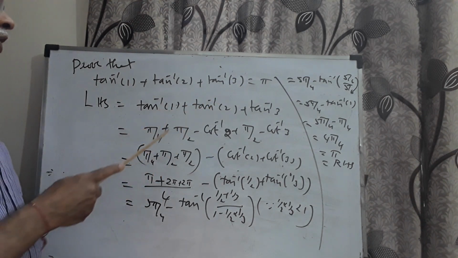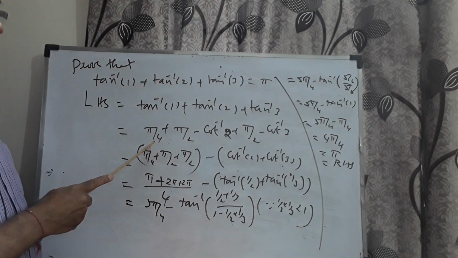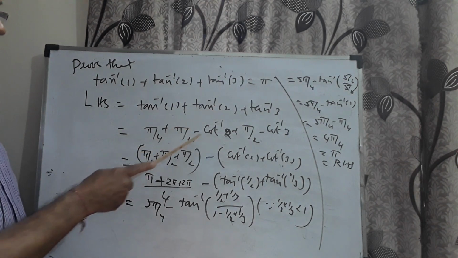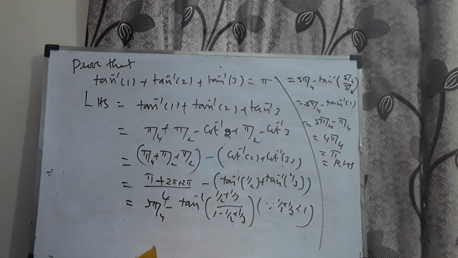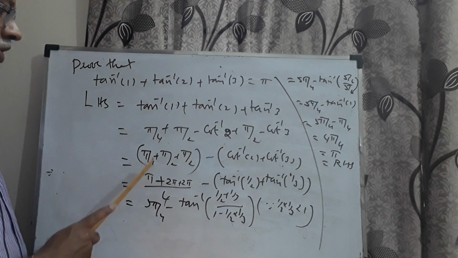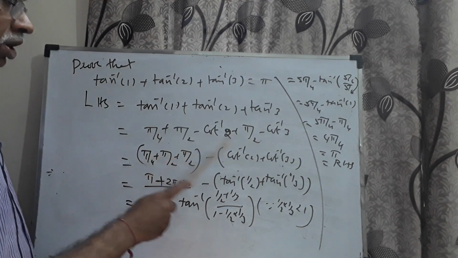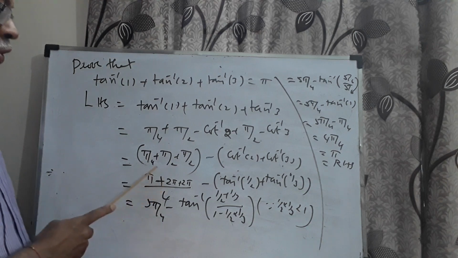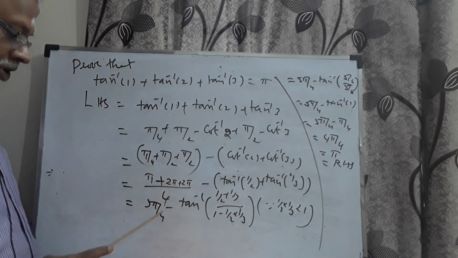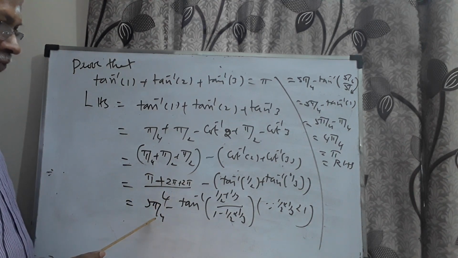Now for this tan inverse 1, I write it as pi by 4. Tan pi by 4 is 1. I'll write this as pi by 2 minus cot inverse 2. I write this as pi by 2 minus cot inverse 3 using tan inverse x plus cot inverse x is pi by 2. I'll group the constants: pi by 4 plus pi by 2 plus pi by 2 minus, in bracket, cot inverse 2 plus cot inverse 3. LCM is 4. Pi plus 2 pi plus 2 pi gets reduced to 5 pi by 4.